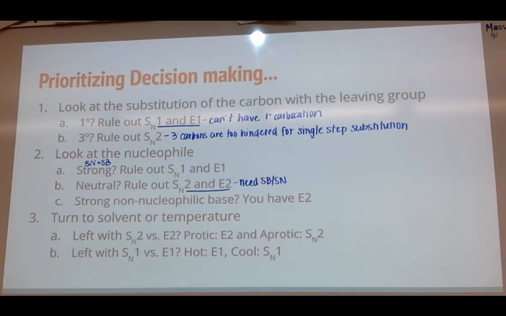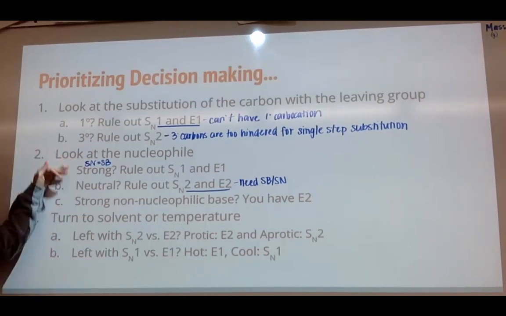Then we turn to solvent or temperature. So if we're left with SN2 versus E2, we look at our solvents. Protic is E2, aprotic is SN2. Right? Protic solvents favor elimination, aprotic favor substitution. If we're looking at SN1 versus E1, we can look at temperature. If it's high temperature, it's E1. If it's cool temperature, it's SN1. High temperatures favor elimination, lower temperatures favor substitution.